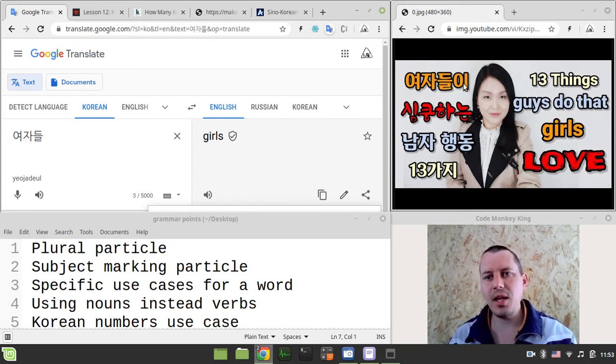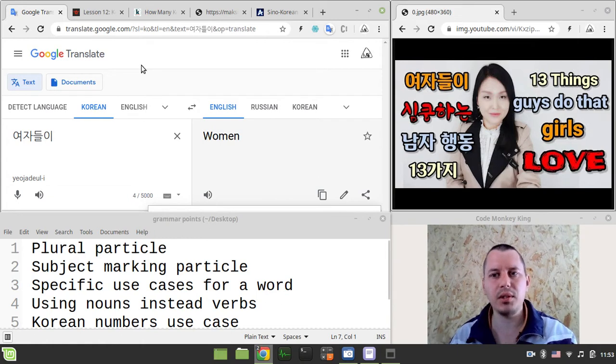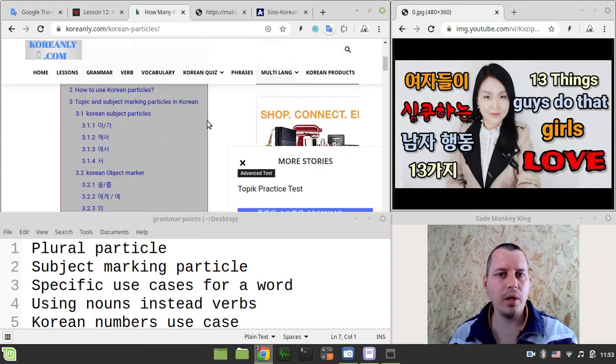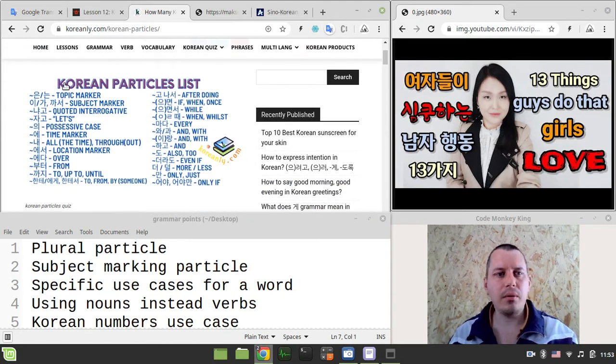The next thing, 이. So 이 is relatively simple. Sorry, it's just a subject marking particle. So here I have a list of Korean particles. I will link this resource as well.